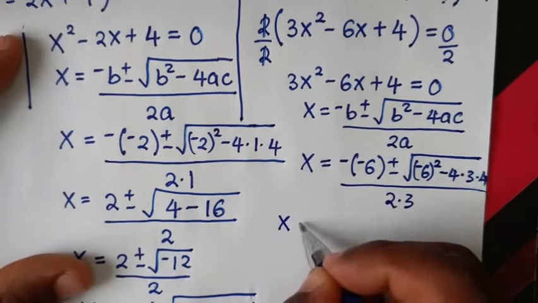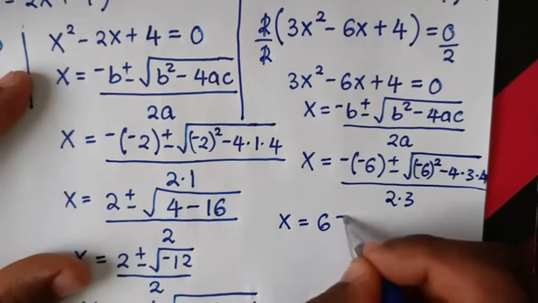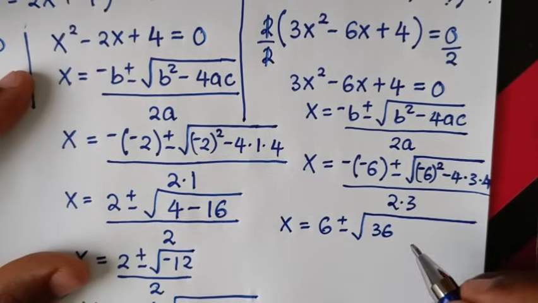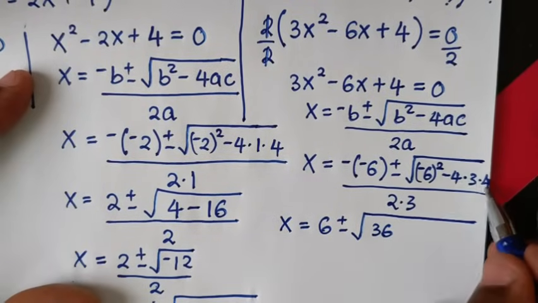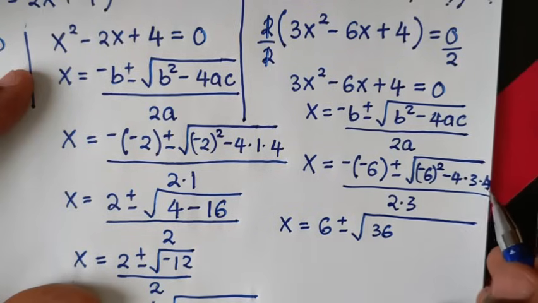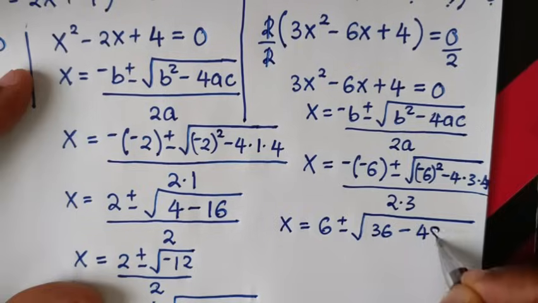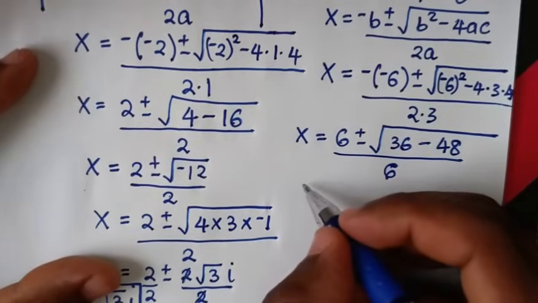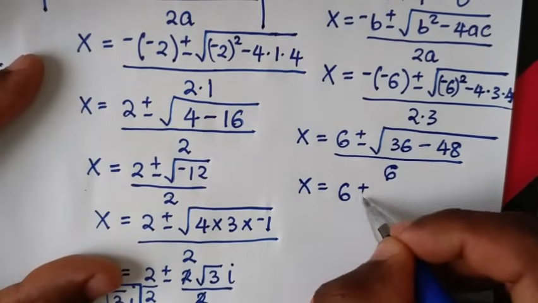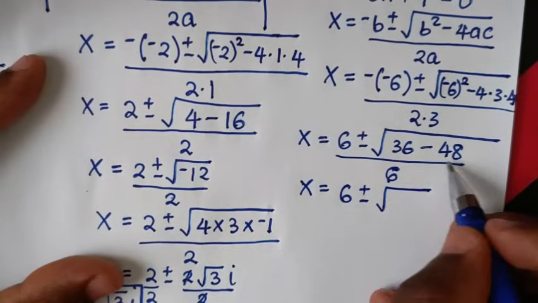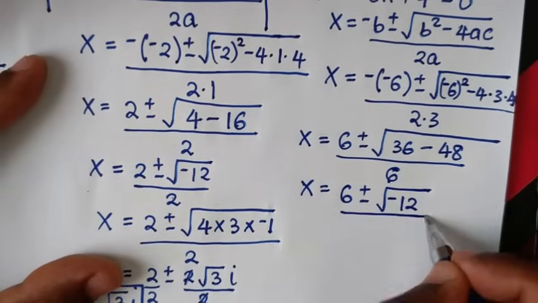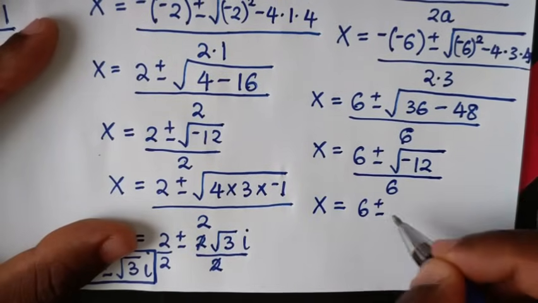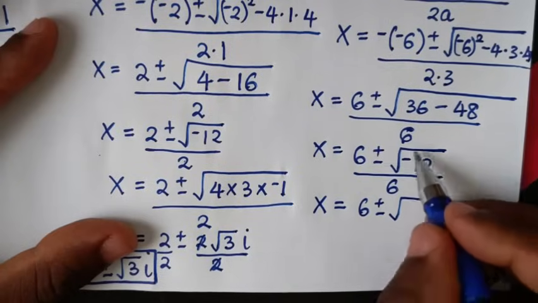So it will be x is equal to negative and negative to be positive 6 plus or minus square root of negative 6 squared is 36. Negative 4 times 4 is negative 16. Negative 16 times 3 is negative 48. Then over 2 times 3 is 6. So it will be x is equal to 6 plus or minus square root of 36 minus 48 is negative 12, then over 6. So x is equal to 6 plus or minus square root of negative 12.